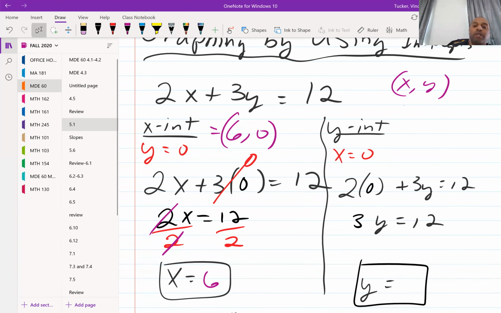Then you'll do the opposite for your y-intercept. For your y-intercept, you let your x be equal to 0. 2 times 0 is 0. That leaves you with 3y equal to 12. Then divide by 3. 3's cancel. y is equal to 4. Now be careful here with your ordered pair. Remember, x always comes before y, so that's going to be 0, 4.